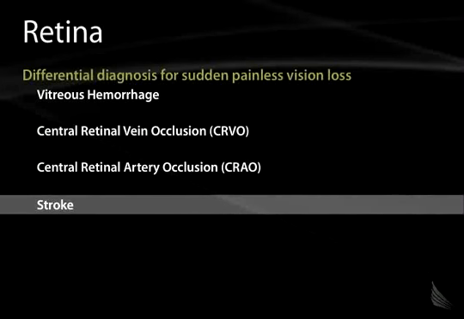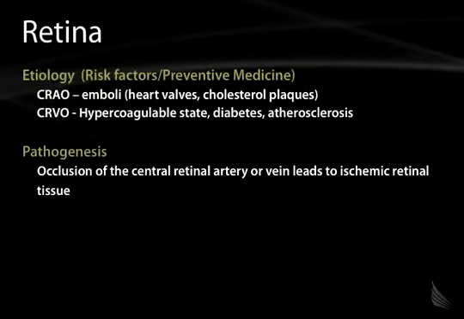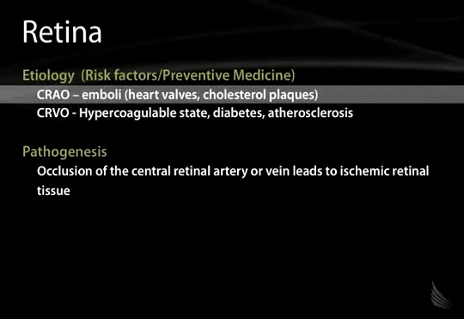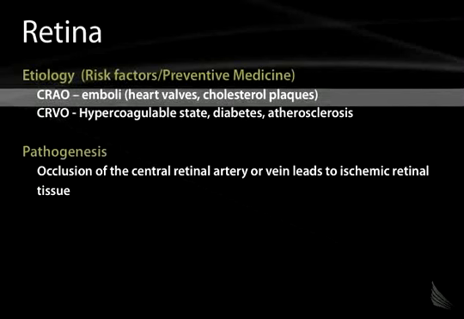Also, strokes can cause sudden painless vision loss. Since we've talked about strokes and vitreous hemorrhages, we're going to talk about vein occlusions and artery occlusions. The etiology for a central retinal artery occlusion is embolic phenomena, which causes emboli to lodge into the terminal vessels of the central retinal artery. These can come from thrombotic plaques in the carotid arteries, or they can come from emboli dislodged from the heart valves as they go through the systemic system.